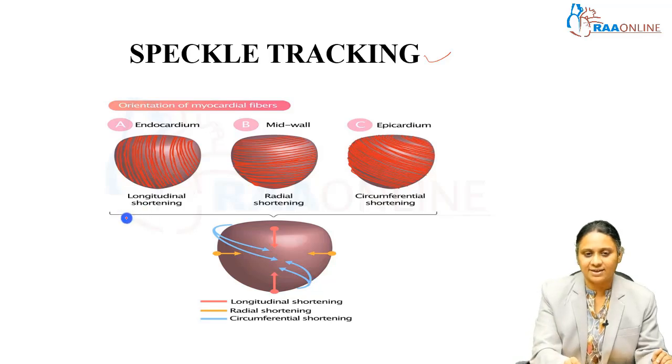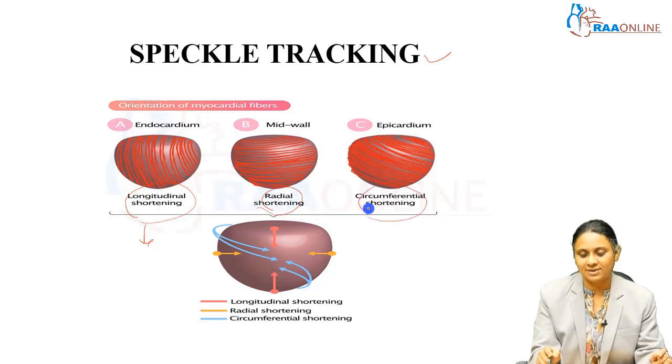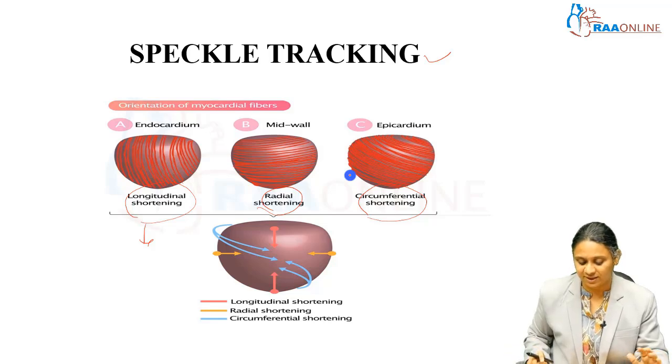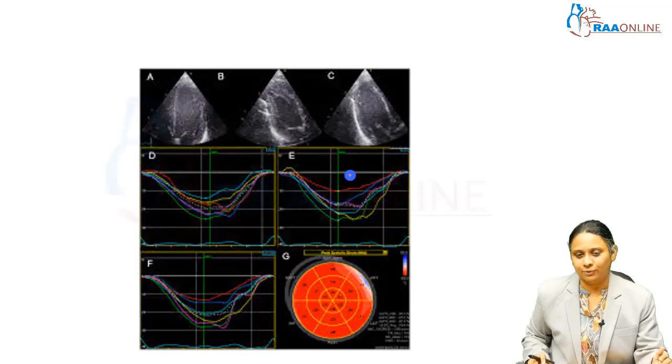There are multiple strains. This is the most indicative of prognosis, while radial or circumferential strains are not very indicative. You can see the different directions: the longitudinal up and down, mid wall side to side, and circumferential in a circular fashion. So three different speckle tracking measures by echo.